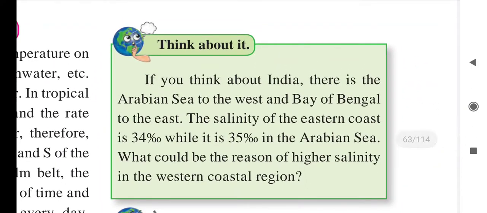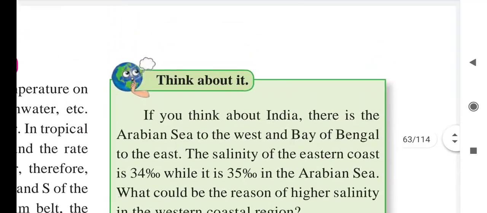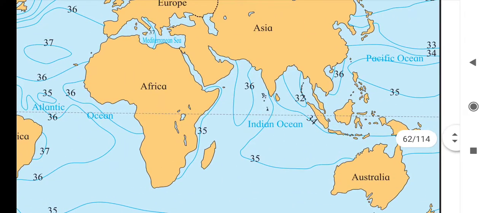Think about it. If you think about India, there is the Arabian Sea to the west and the Bay of Bengal to the east. The salinity of the eastern coast is 34 parts per thousand, while it is 35 parts per thousand in the Arabian Sea. What could be the reason for the higher salinity in the western coastal region? So we will study about this western coast.